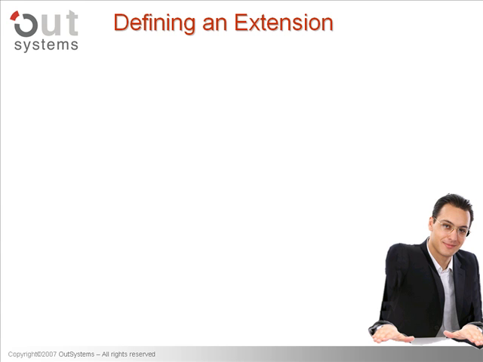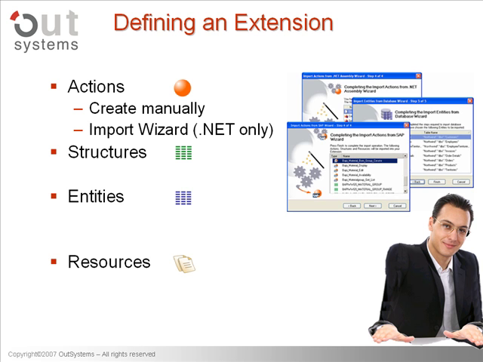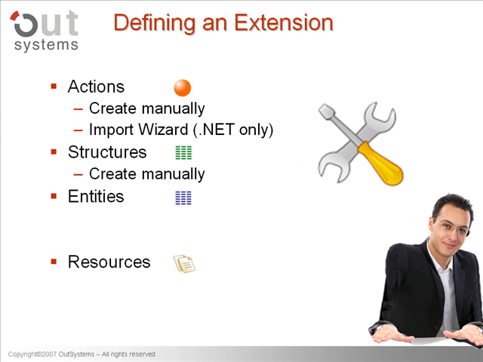An extension's definition is, therefore, the set of actions, structures, entities, and necessary resource files that it exposes. The actions can be created manually, or you can import them through a wizard from an SAP server or a .NET assembly, if you're not using Java. Structures must be defined manually.